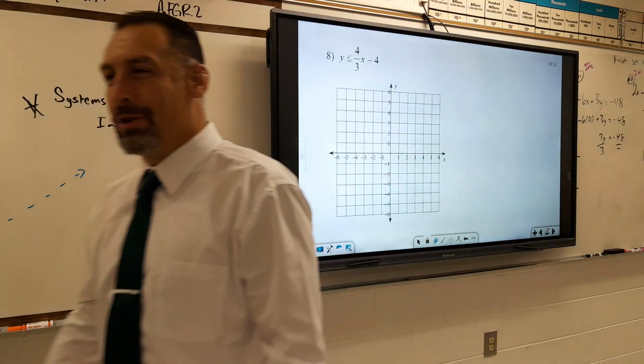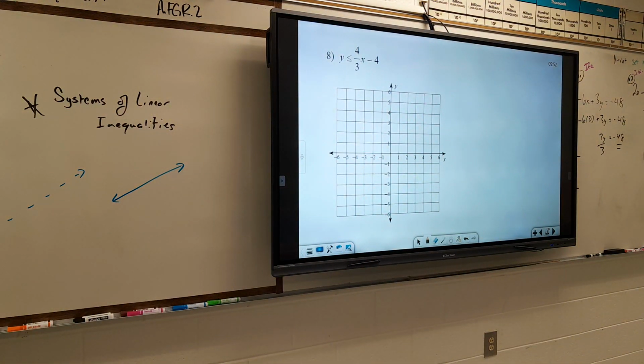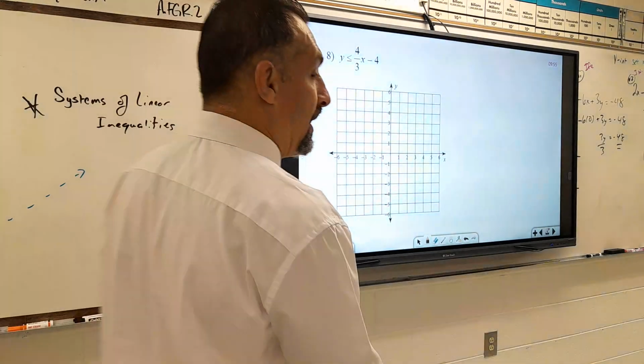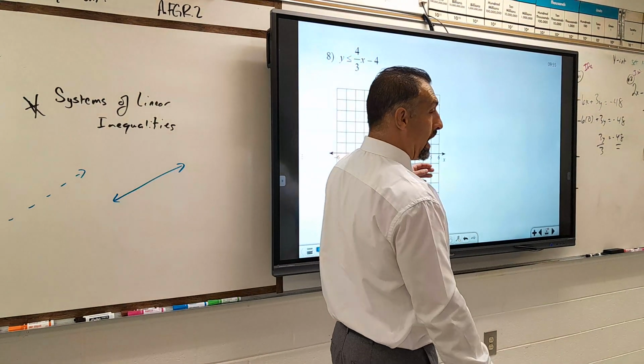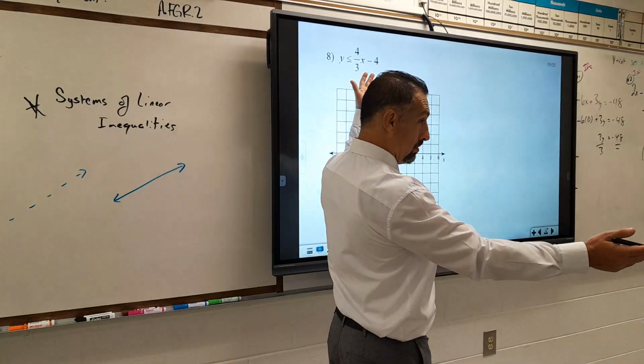All right, see if you can do this one. Good luck. All right, so graphing the line. I think most of us had that part down. Most of us know we start at what value? Where do we start?